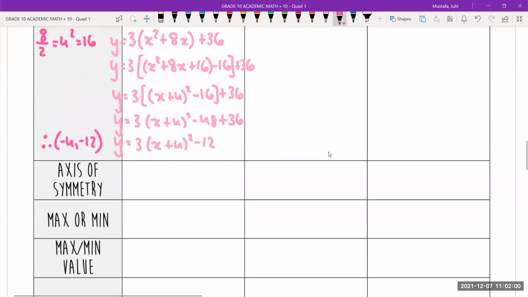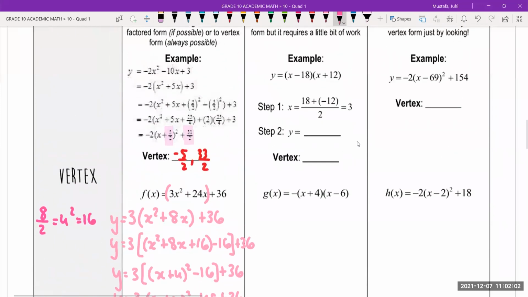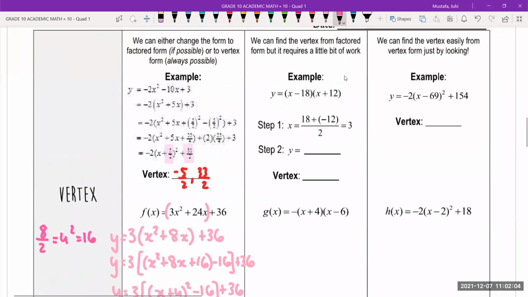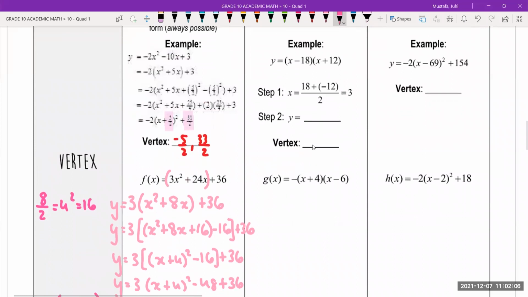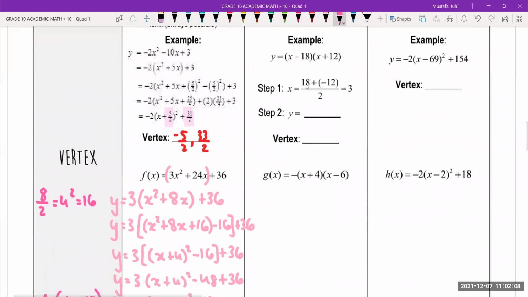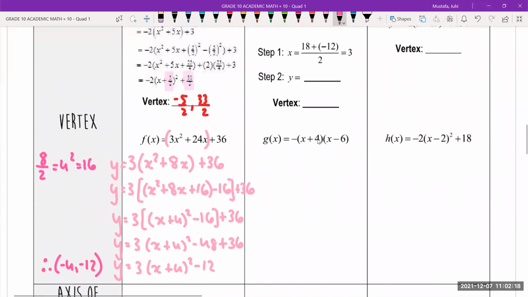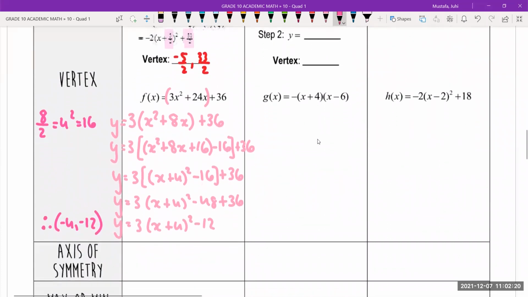This is actually the last calculation, then the rest of it we just look at. You guys, we can find the vertex from factored form, but it requires a little bit of work. This is all the stuff we did yesterday. First you figure out the x-intercepts and take the average of them. Then you take this value and put it back into these x's, and that gives you your y value for your vertex. So let's go ahead and practice doing that.